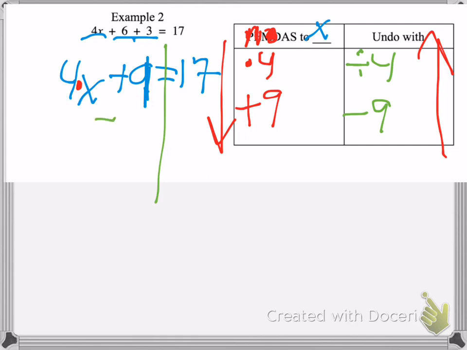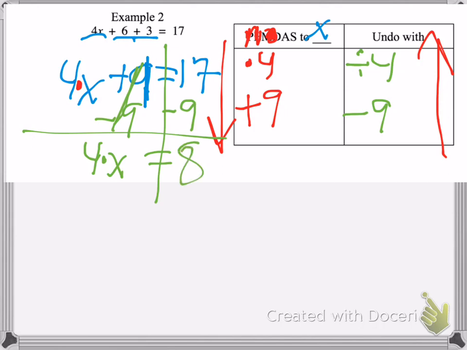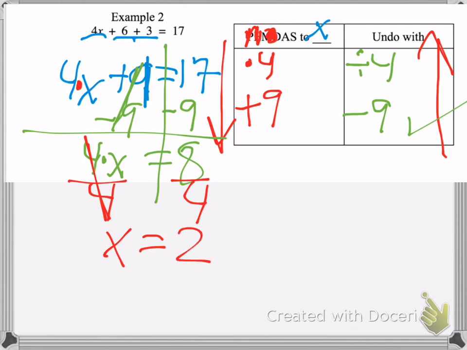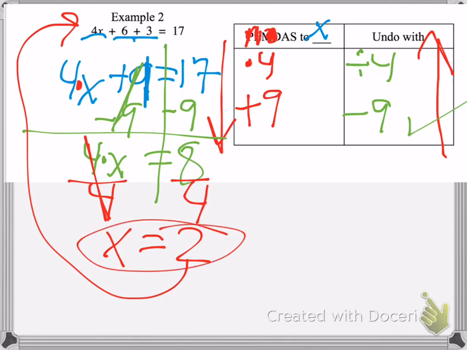So subtract 9 from this side, subtract 9 from this side. We've got 4x, or 4 times x, same thing. 9 minus 9 is 0. See ya. 17 minus 9 is a million. No, not a million. It's 8. Oh, good. 9s are so scary for some reason. And then, so we did that, we're good. And now we got to divide by 4. So divide by 4 over here. Divide by 4 over here. 4 divided by 4, x. And 8 divided by 4 is 2. So we can check that again by putting it back in, but there's our answer.